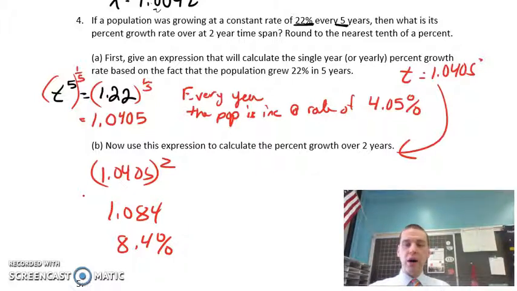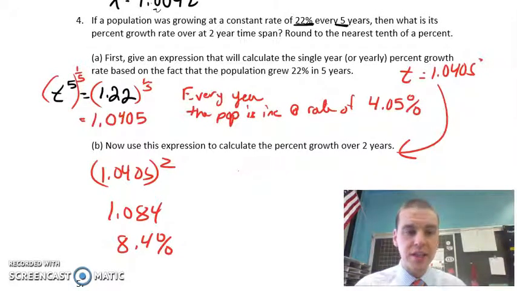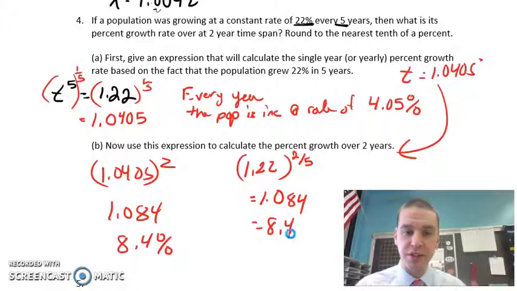Question is, I don't want to have to find the single year every time and then raise it to that power of how many years. Like if I want to know 4 years, I don't want to have to find 1.0405 and then raise it to the 4th after that. So what we can do is take the 1.22 that we know from every 5 years, raise it to the 2/5. If I do that, you're also going to get 1.084, which is 8.4%.